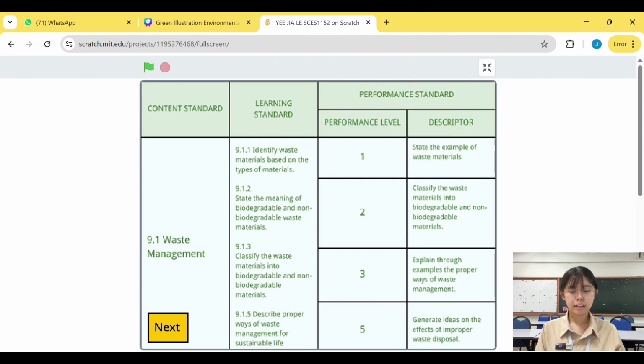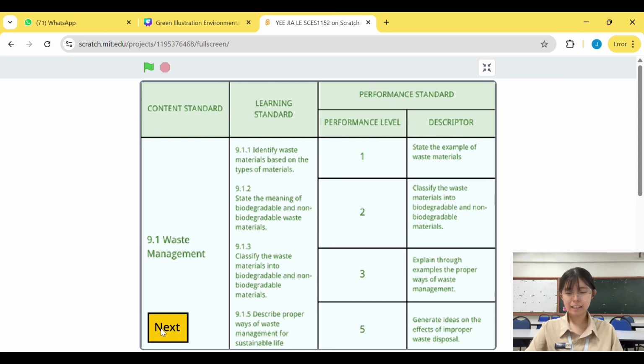After that, a storyline will begin. During each part of the storyline, we will be taught lessons related to waste material. After each lesson, a game will appear to help reinforce what the students have just learned. There are 3 main lessons in total. The first lesson is about the types of material. The second lesson is about biodegradable and non-biodegradable waste material. And the third lesson covers waste management.